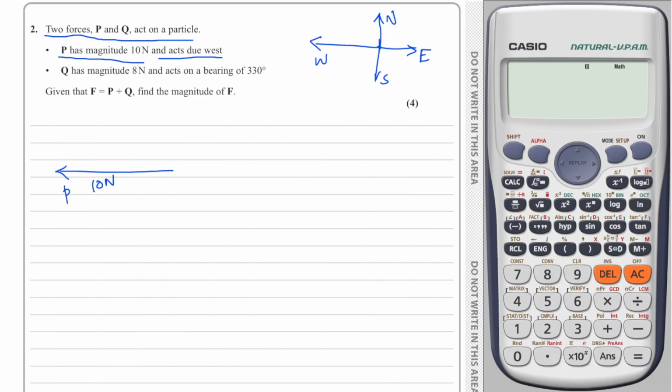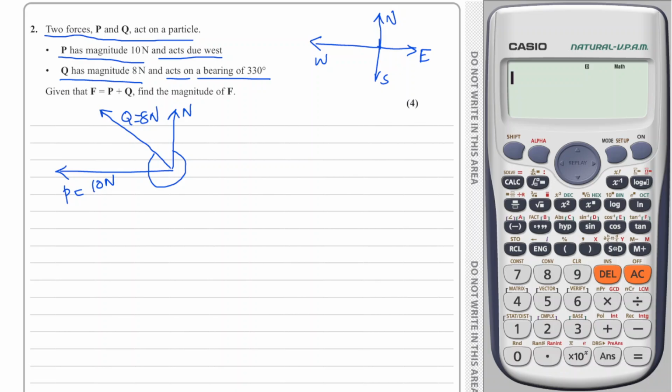So we can write P is equal to 10 Newton. Then Q has 8 Newton magnitude and acts on a bearing of 330 degrees. For a 330-degree bearing, we need to sketch the north line first, and from the north line we take 330 degrees. So this is the 330 degrees. We can sketch it. This is the value of Q, Q equal to 8 Newton.